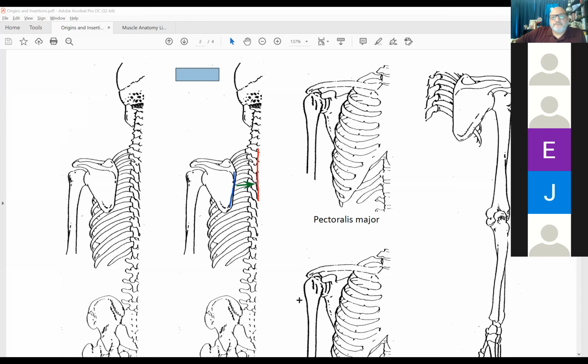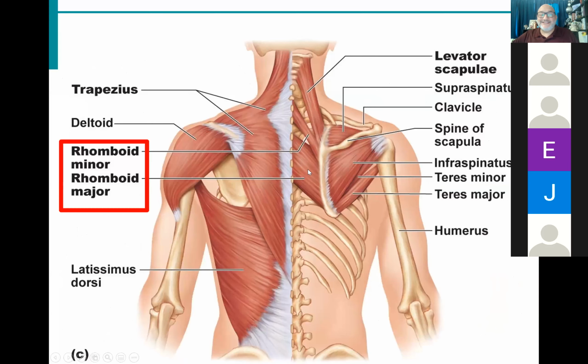All righty. Now notice one other thing. This is a deep muscle, right? This is a superior, posterior, and deep muscle, right? Notice when the trapezius is in place, we don't see the rhomboids. All right. Questions on that?